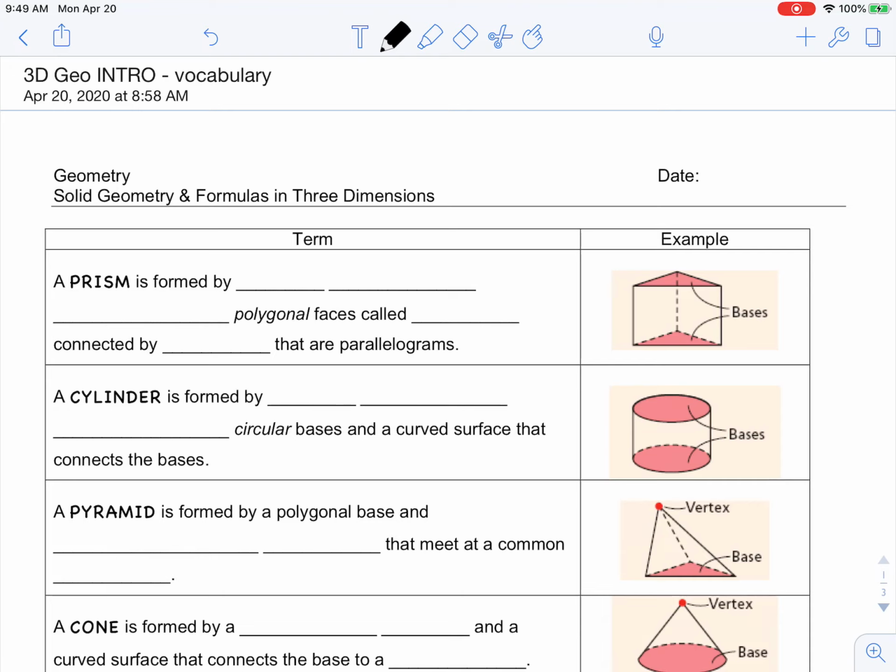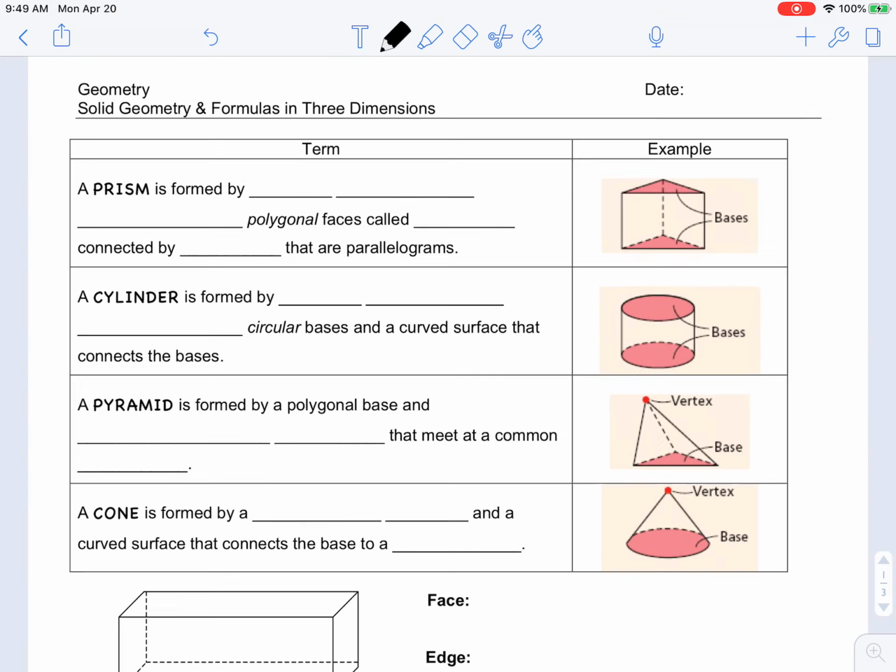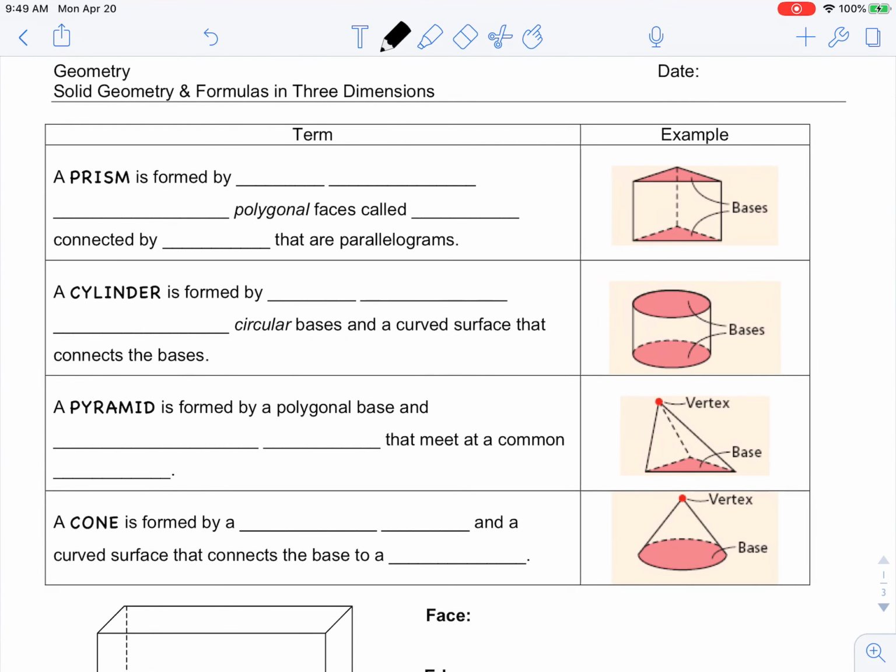Welcome back, class. In our next and final unit of the year, we are going to be talking about solid geometry, which some people will refer to as three-dimensional geometry. We're going to be looking at a variety of different polyhedron and a variety of different formulas as we start working with these. So I wanted to start with some basic definitions. Today, or in these next few weeks, we're going to talk about prisms, cylinders, pyramids, and cones specifically.